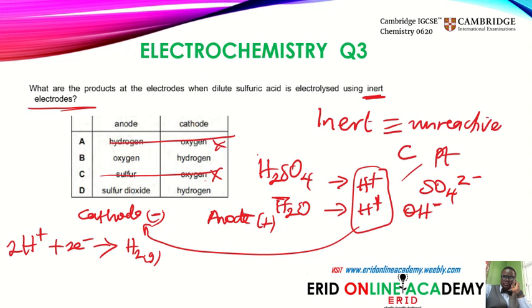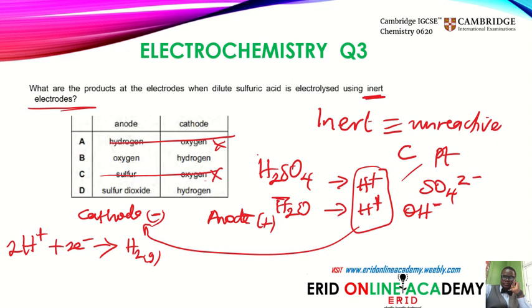So you are left with options that have hydrogen at the cathode. The first one, which is B, says oxygen and hydrogen. Then sulfur dioxide, which is D, and hydrogen. Looking at these, sulfur dioxide couldn't have been discharged at the anode. So what could basically discharge at the anode?